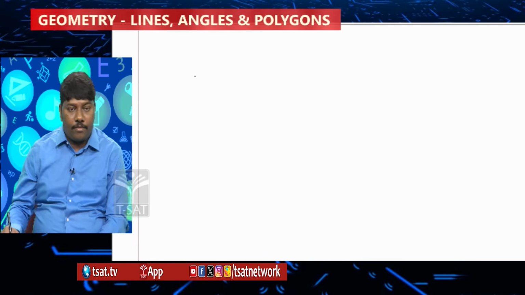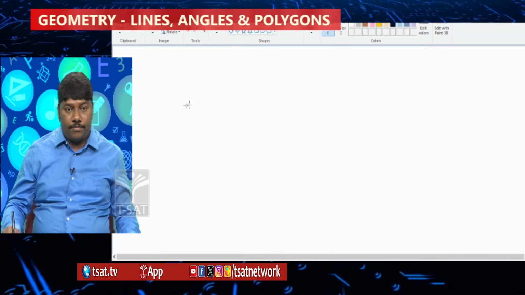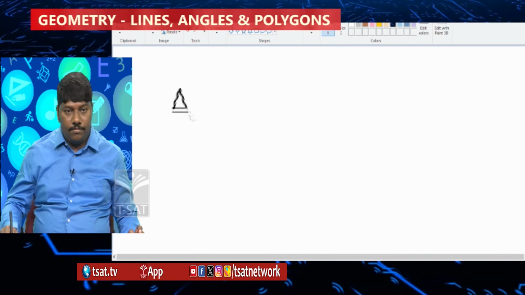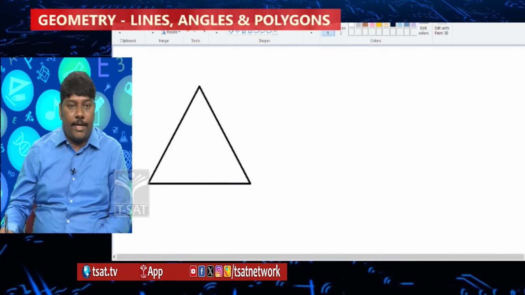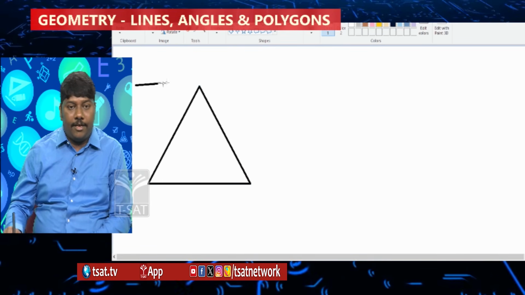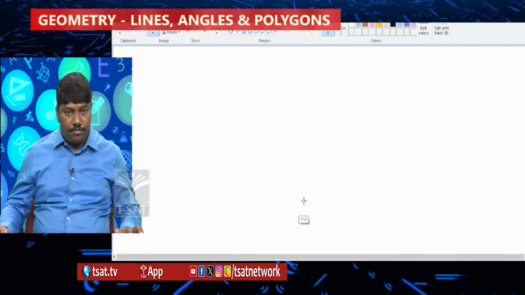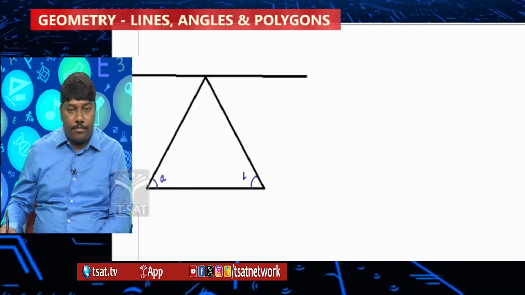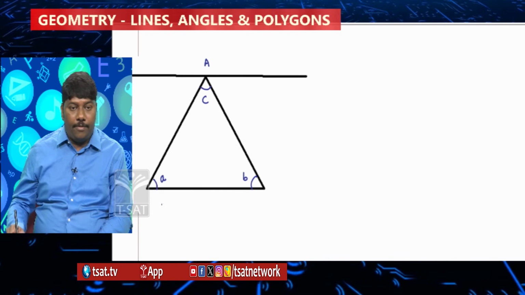See here, if I take a triangle and two parallel lines, first try to understand what is the sum of interior angles of a triangle. I am taking a line which is parallel to its base. Angle A, angle B, angle C. Let this triangle be ABC.